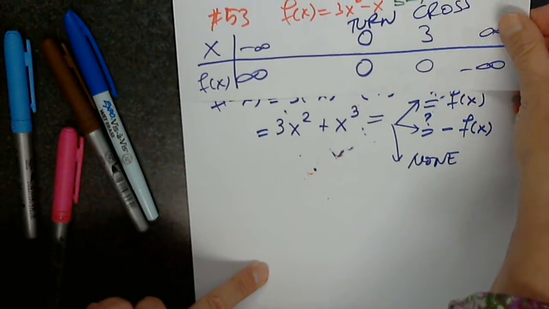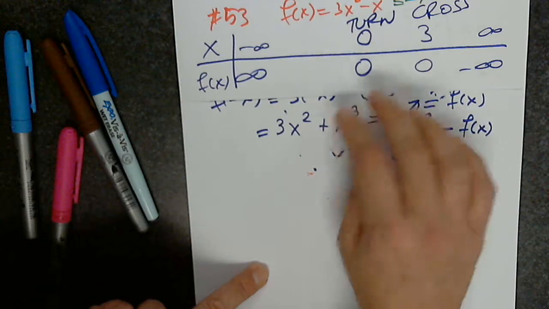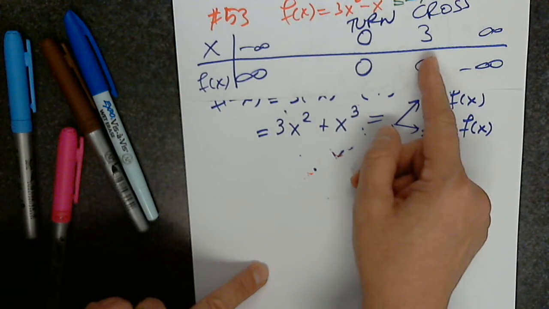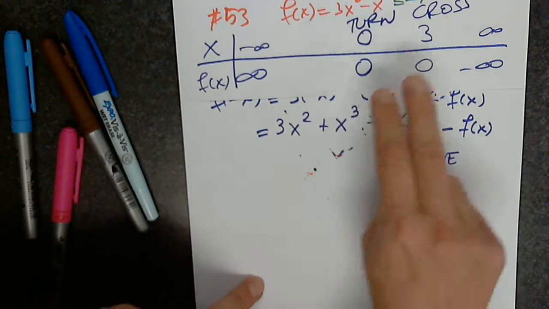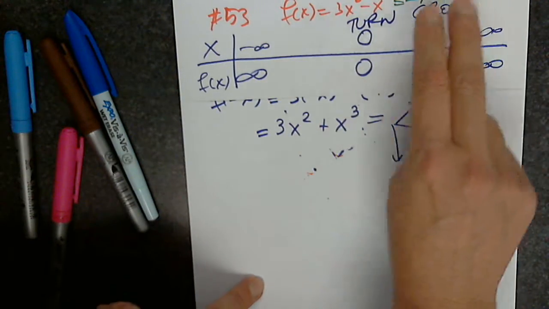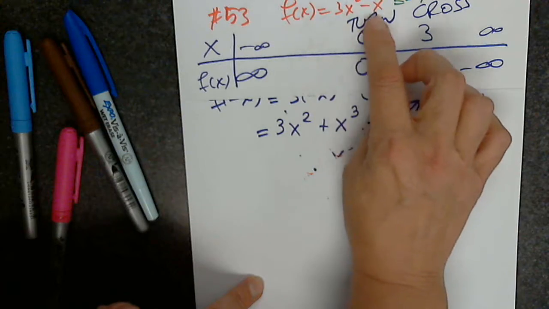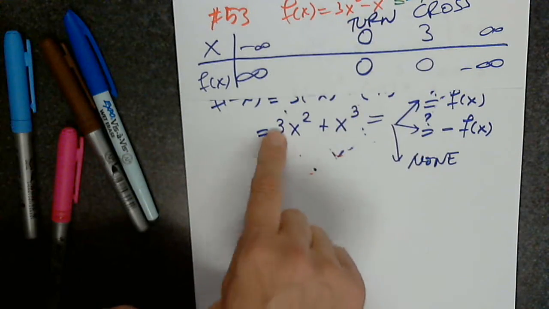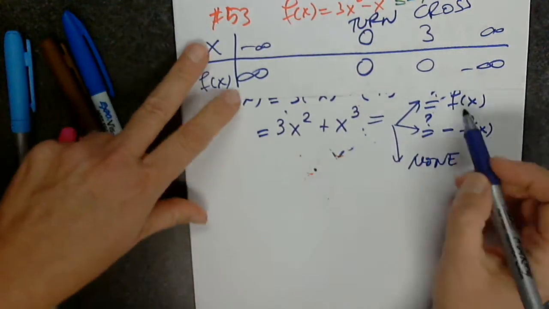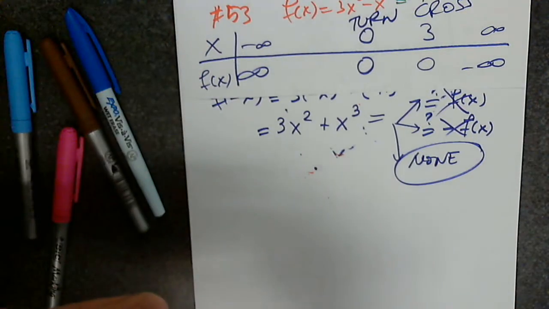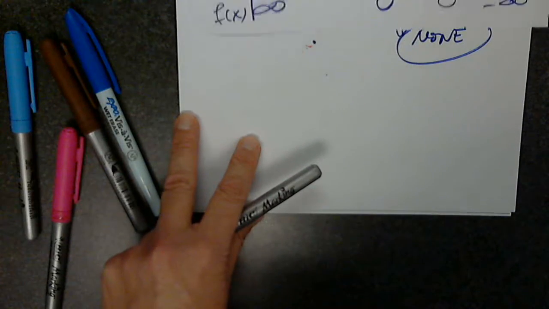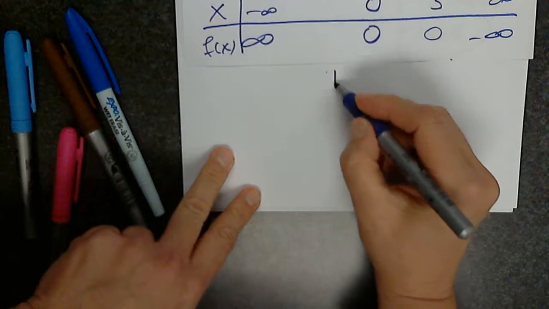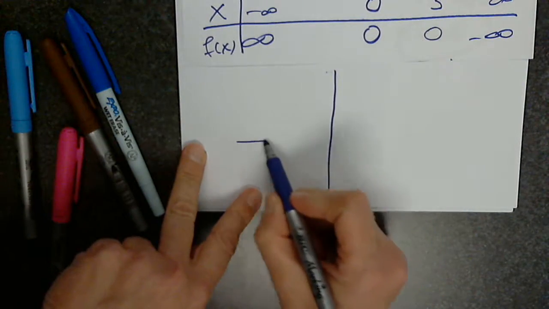So none of the above, of course. How do I know? It turns at 0 and it crosses at 3. It's almost impossible, right? But it's not the same with the original function. And if you multiply both sides here by negative 1, one of them will be negative, which is this. So nothing. The function is not symmetric. Okay, I'm ready with a chart in front of me, and I don't need anything else. I will graph this function.